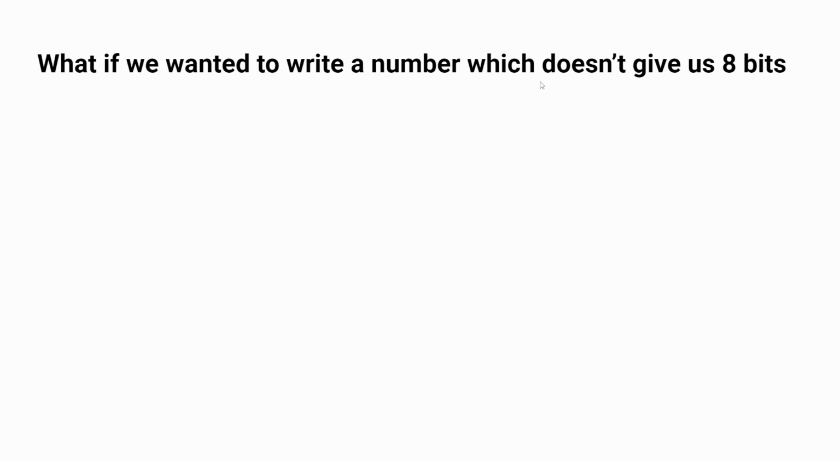But what if we wanted to write a number which doesn't give us 8 bits directly? Well, what if we take D? We do the same. 4 divided by 2 equals 2, and it's a whole number, so it's 0. We take 2 divided by 2, which is equal to 1, which is a whole number. And then we take 1 divided by 2, which is equal to 0.5, which is a floating number, and is equal to 1. But this is only 3 bits, not 5 bits, as we needed before.